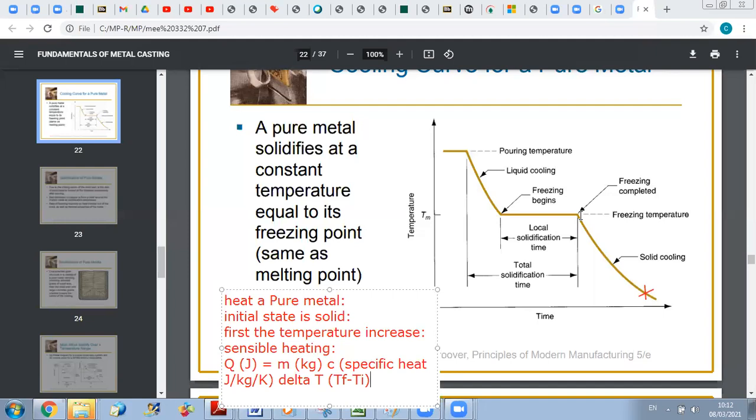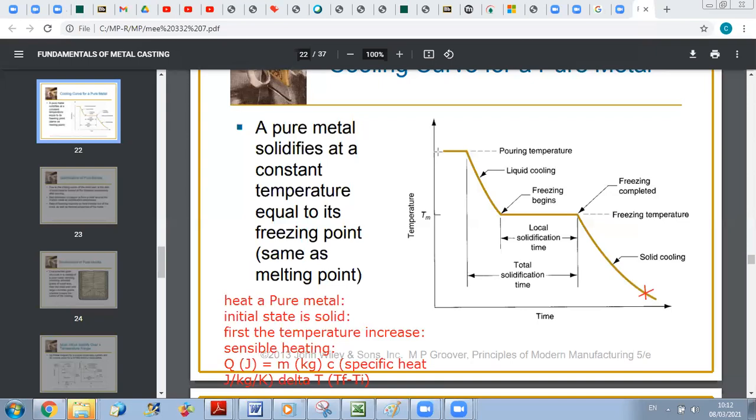So if you are heating, you will go from solid to liquid. If you are cooling, you will go from liquid to solid. So this graph can be valid in two cases. In case you are cooling, you start from the pouring temperature until complete solidification. So here you have first liquid cooling, then a change of phase from liquid to solid, then you have solid cooling.